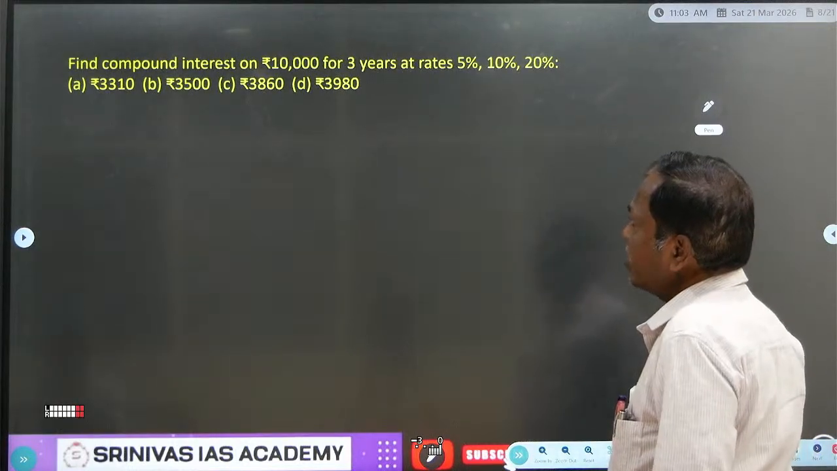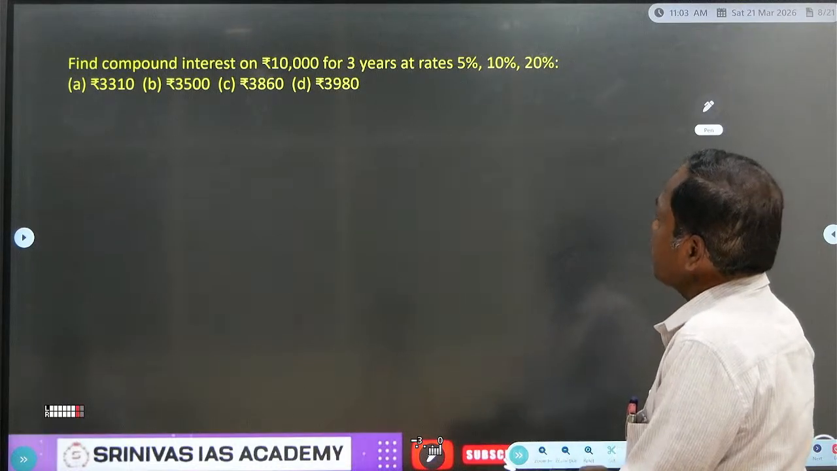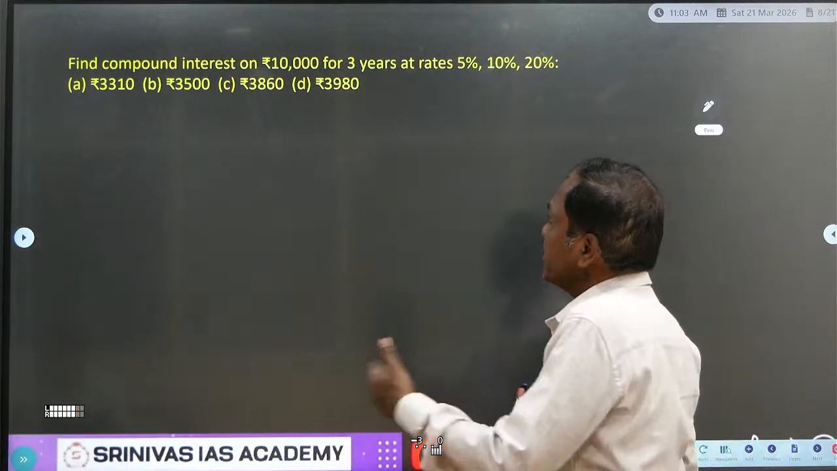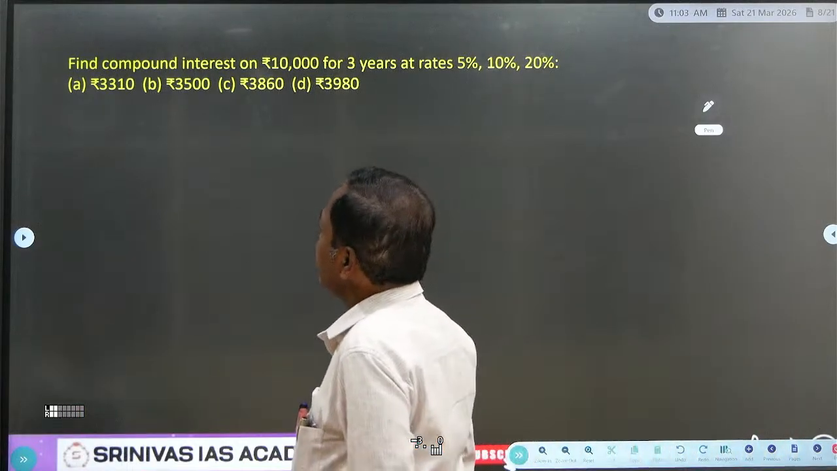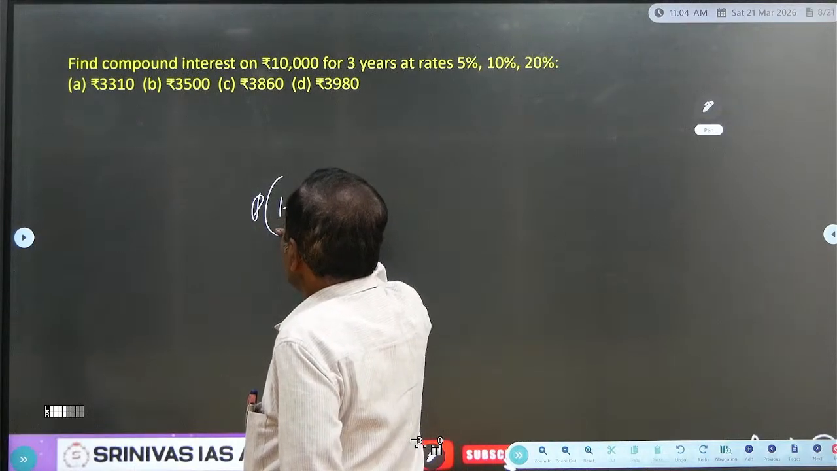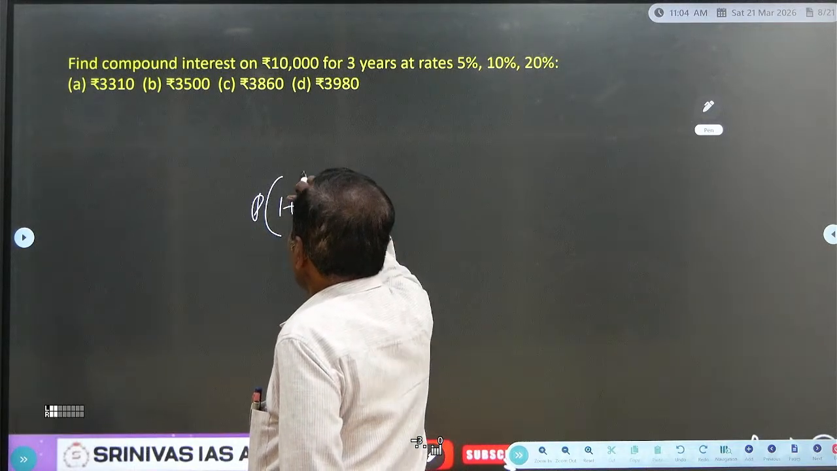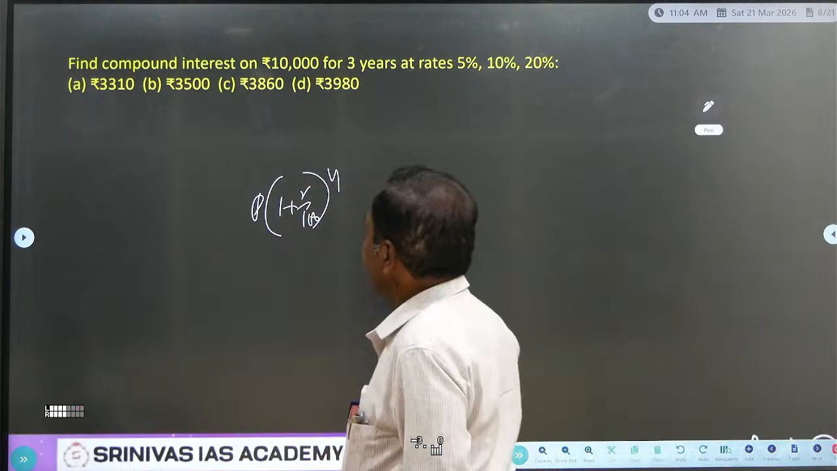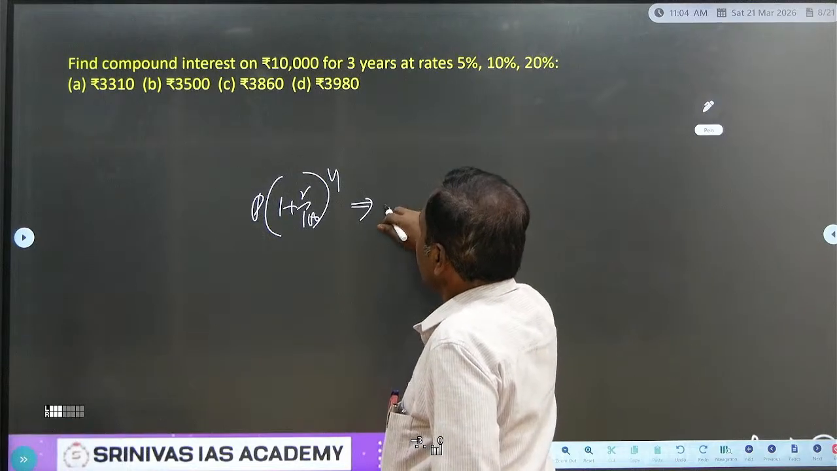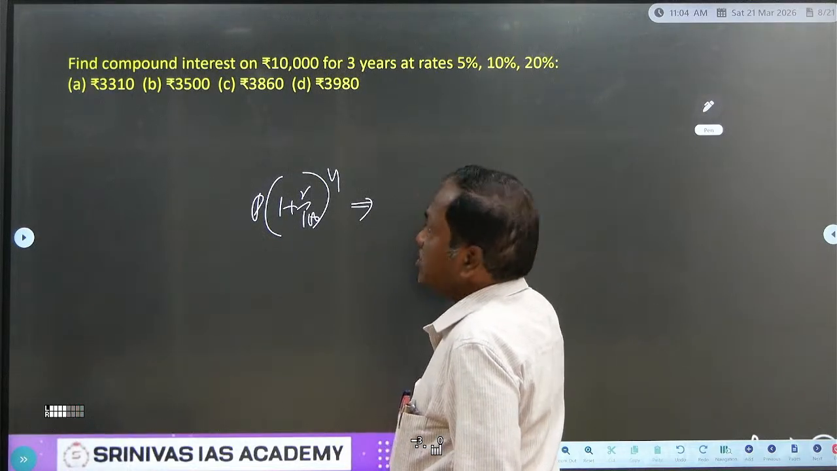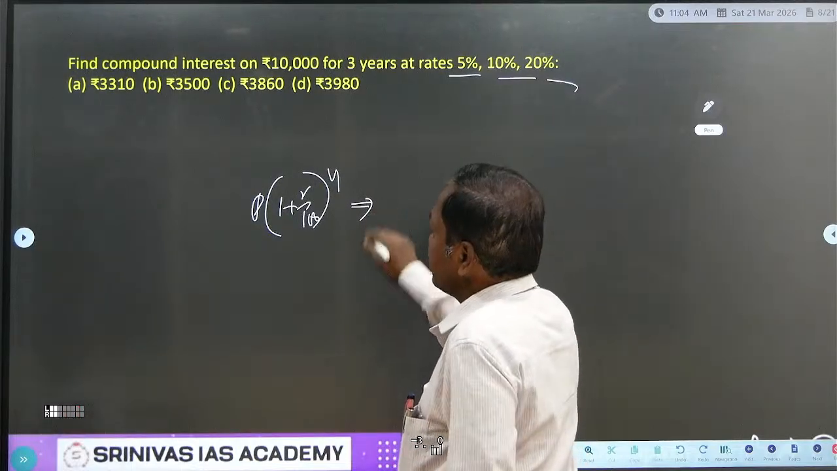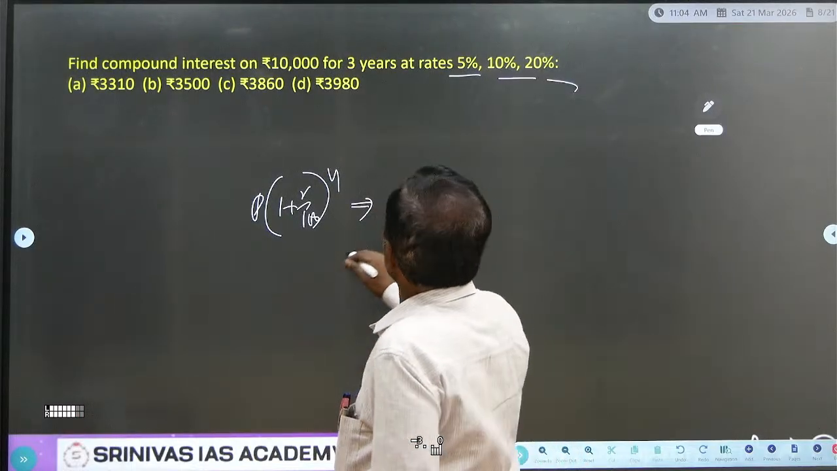Next. Find compound interest on rupees 10,000 for 3 years at the rates of 5%, 10%, 20%. There are three rates of interest, so P into 1 plus R by 100 to the power n cannot be applied directly. You have to take them separately, three factors, because the rates of interest are 5%, 10%, 20%.